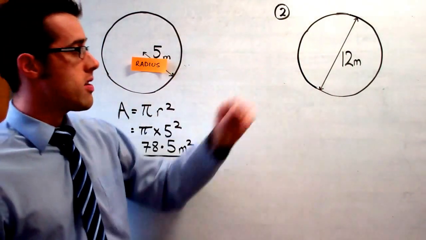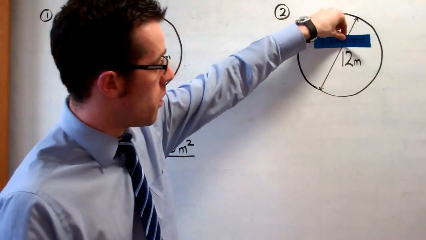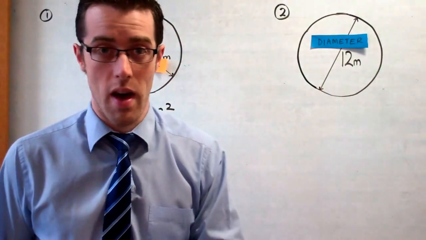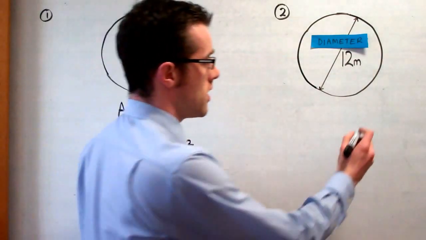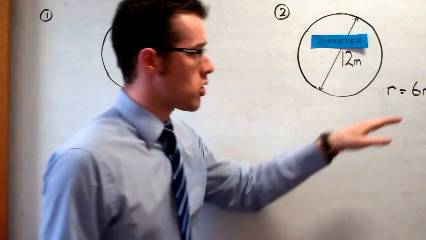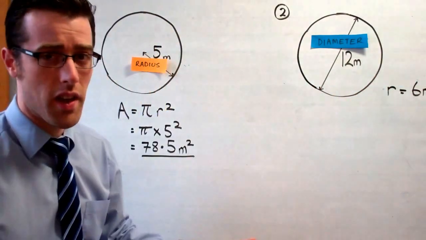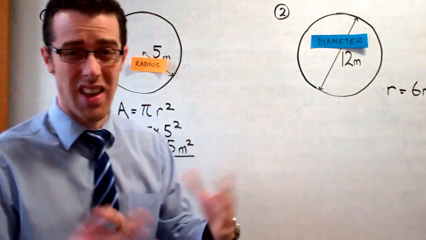Alright? This time, we can see that we've got a circle, but instead of having the radius, we've in fact got the diameter. Alright, the diameter's 12, so that means that the radius is 6, because remember the radius is half of the diameter. So we're going to write that down first of all before we do anything else, because a common mistake is that people will use the diameter instead of the radius and then get the wrong answer.